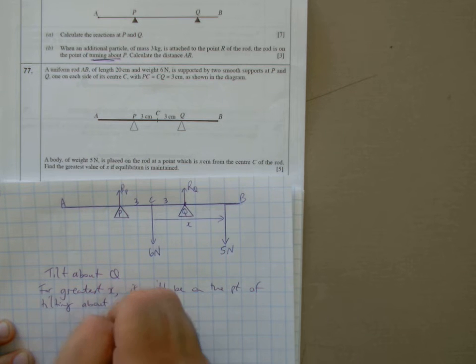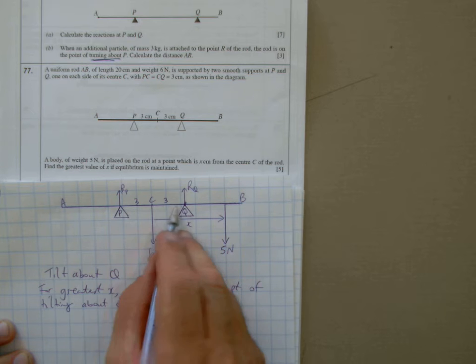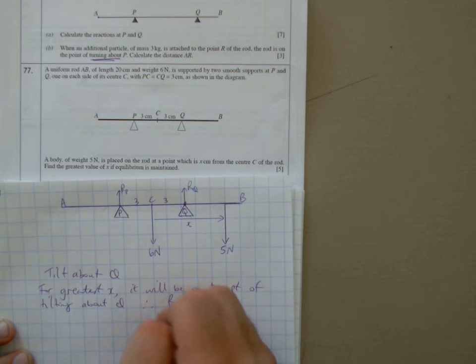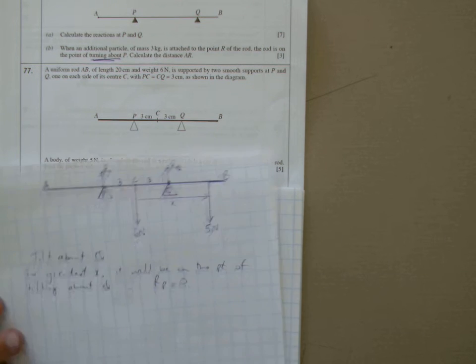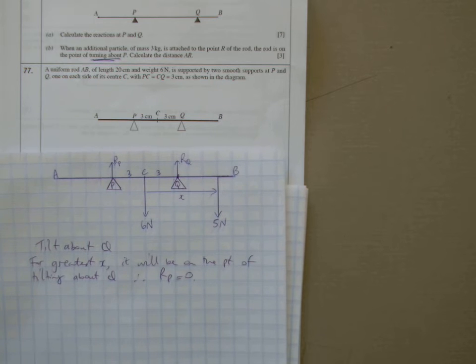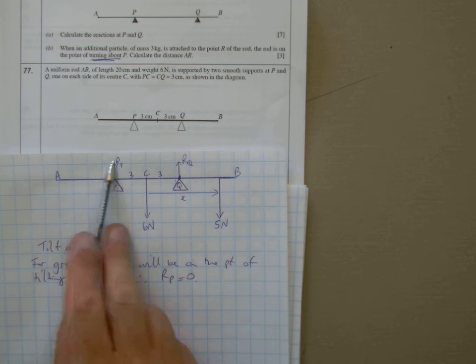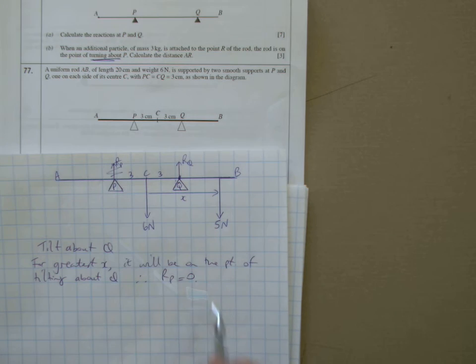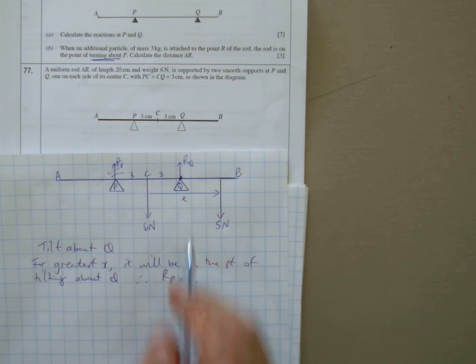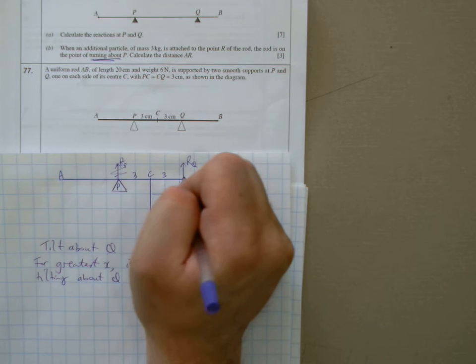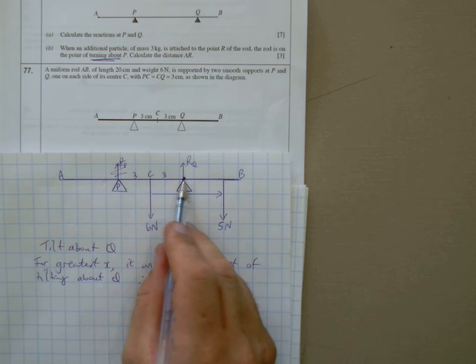about Q, about that point Q there, which means if it's on the point of tilting about Q, there'll be no force upwards here because it's about to lift. So therefore RP will equal 0. The reaction at P will be 0. That's good because I can take moments then, and that won't have any effect, so it'll sort of disappear. If I take moments about Q, I don't need to worry about working out the reaction at Q. So we work out the moments about Q, that's the center of moments.